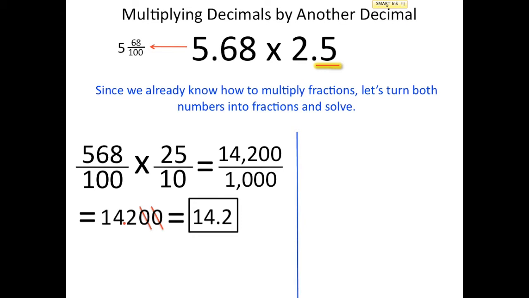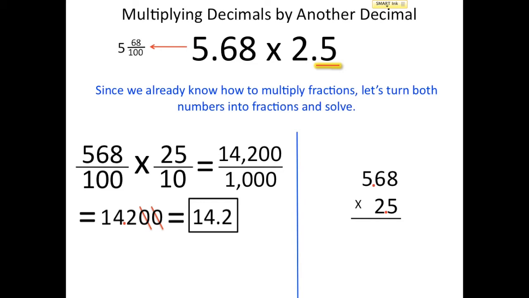I'm going to move this information off to the side so that I can make some room on the right-hand side to solve the problem out vertically. I'm going to set 5 and 68 hundredths times 2 and 5/10 up vertically and solve it outright. So I'm going to solve it procedurally, step by step, without changing it into fractions. I'm going to set up the 5 and 68 hundredths on top because it has more digits. And I'm going to solve.